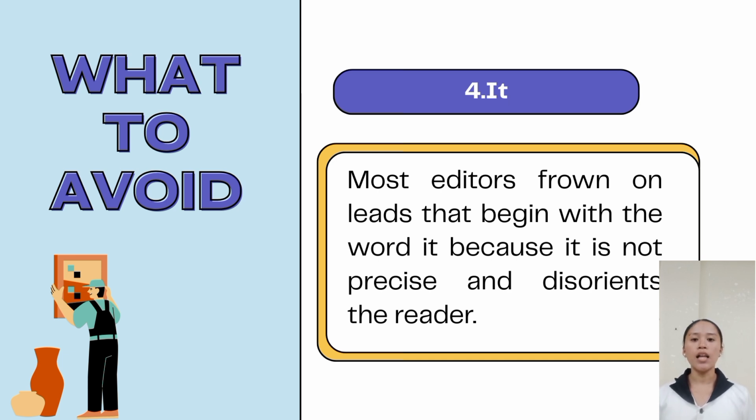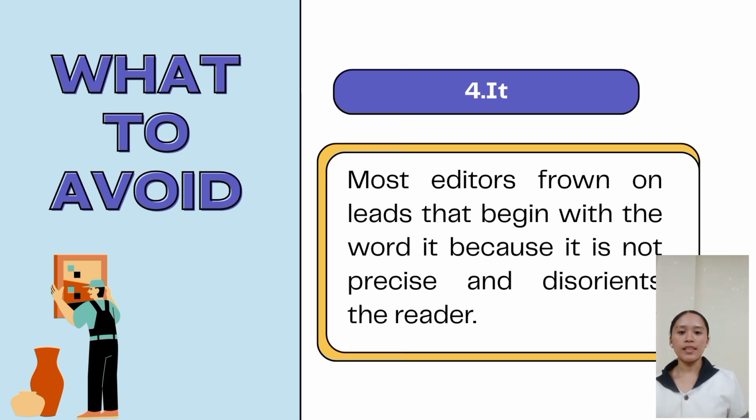So by following these principles of good lead writing, such as being brief, specific, and objective, and by avoiding common mistakes like wordiness and vague openings, student journalists can produce stronger and more professional news articles. Ultimately, a strong lead does not only introduce the story but also determines whether the reader will continue reading the entire news report.